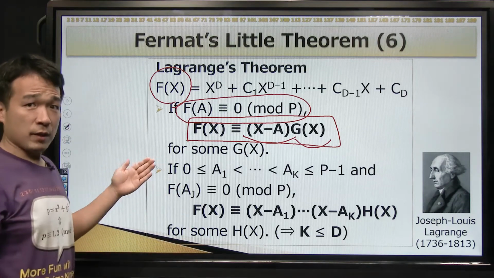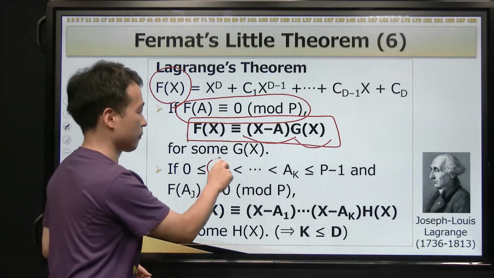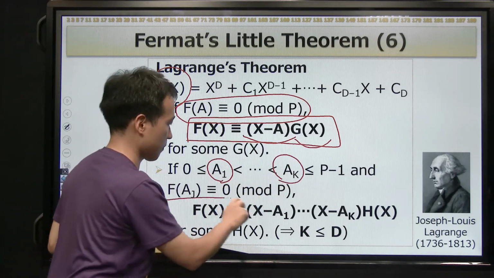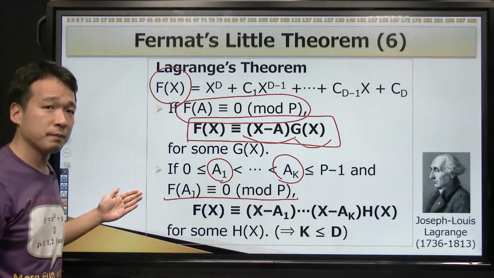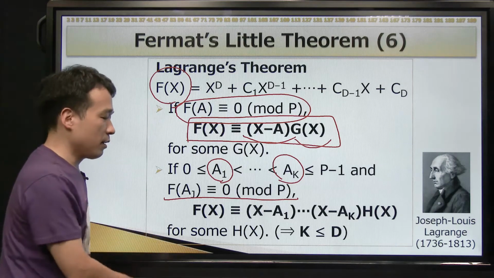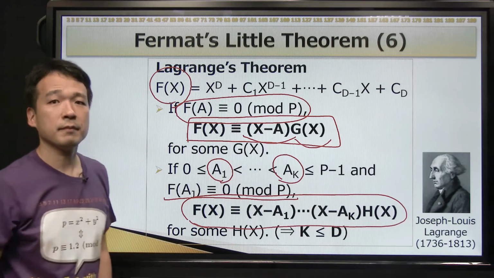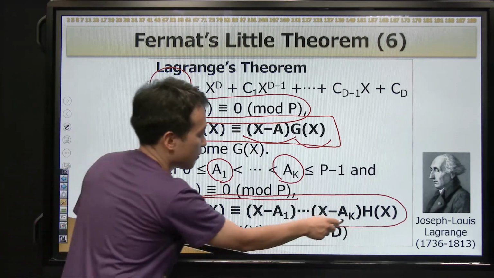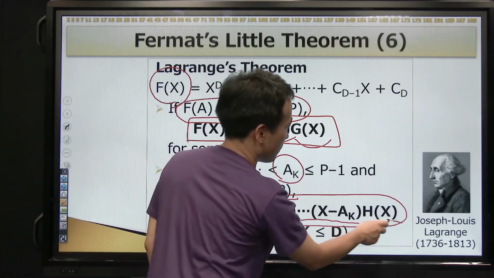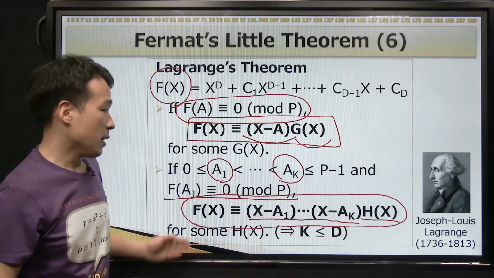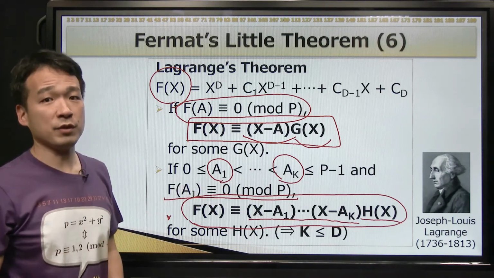The second statement of the theorem says if we have k roots modulo p of the polynomial f(x), then f(x) can be written as the product of x minus a's and another polynomial h(x). In particular, the number of roots of f(x) is less than or equal to the degree.